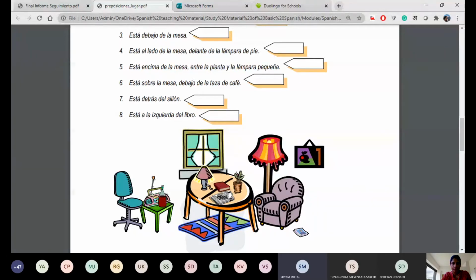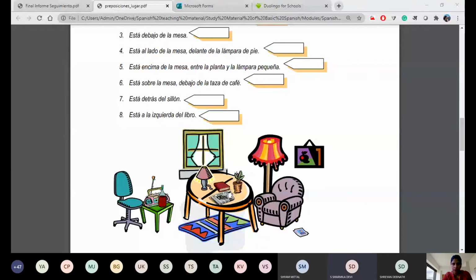Ma'am, la lámpara de pie. La lámpara de pie está detrás del sillón. It is a photo frame also and a lamp also. Yes, both can be possible. Both the answers are correct. Okay. Vale. Next.